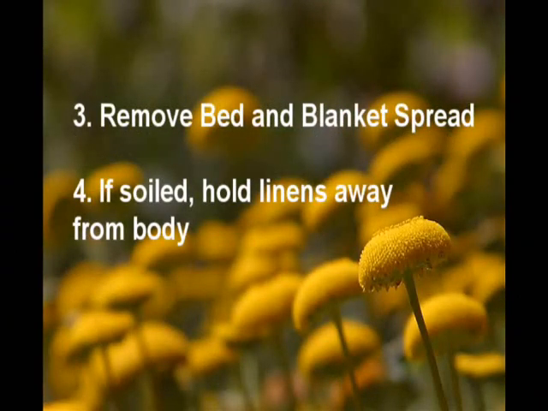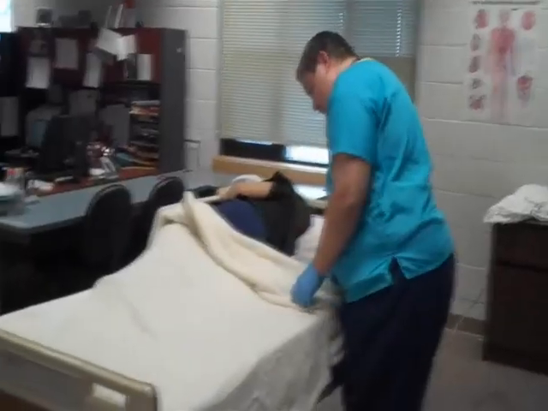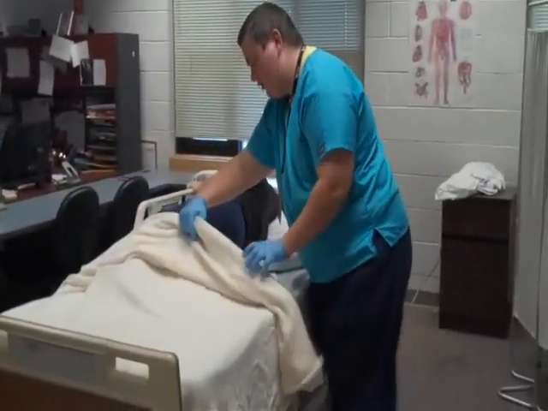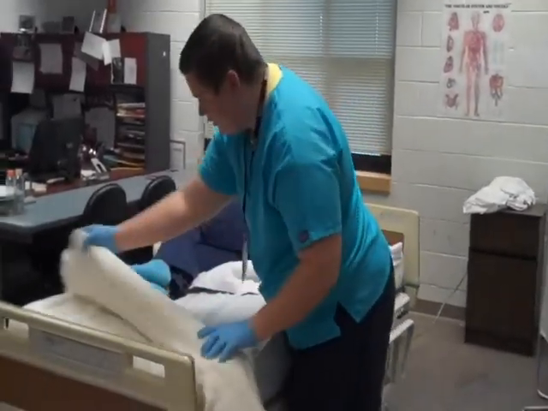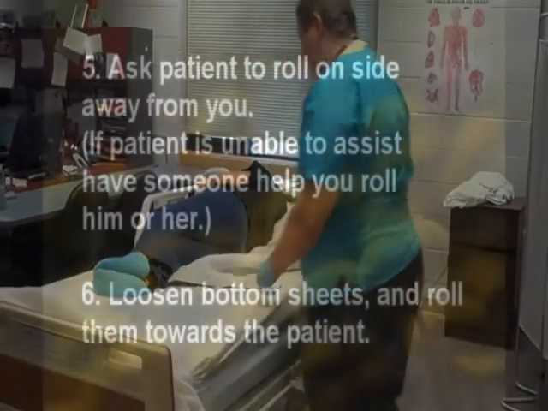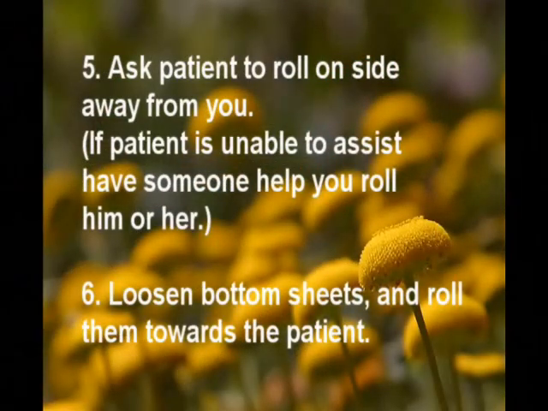Then loosen the top linens at the foot of the bed. Check to be certain the side rail opposite you is up and ask the patient to roll onto their side facing away from you. If the patient is unable to assist, ask another person to help you roll the patient to the opposite side. Loosen the bottom sheets and roll them towards the patient.